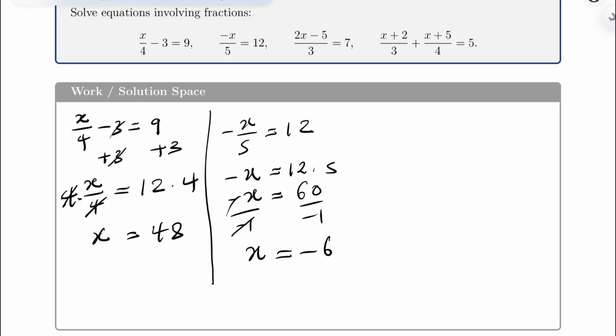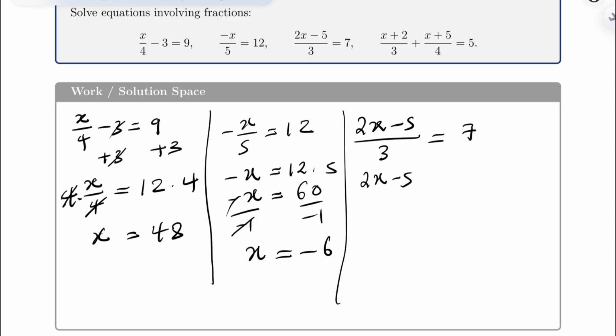Okay, what about this problem? We have 2x minus 5, everybody divided by 3. This is equal to 7. So again, I can just multiply throughout by 3. So I can multiply throughout by 3 on the left, which cancels with 3 in the denominator. So we remain with 2x minus 5 is 7 multiplied by 3 is just 21.